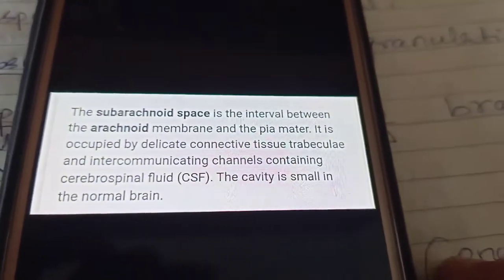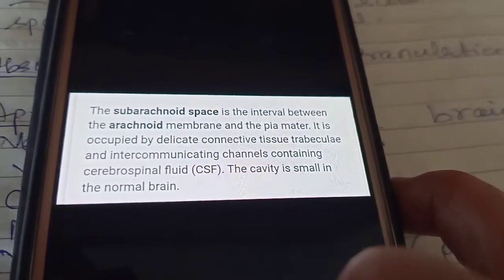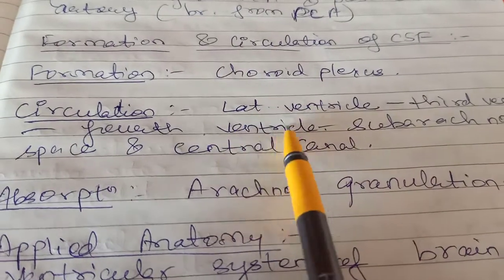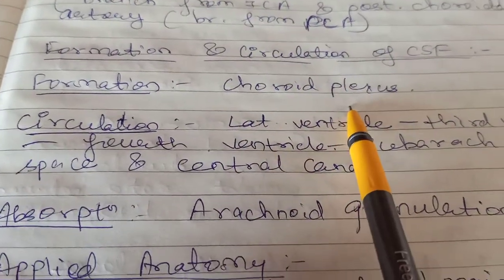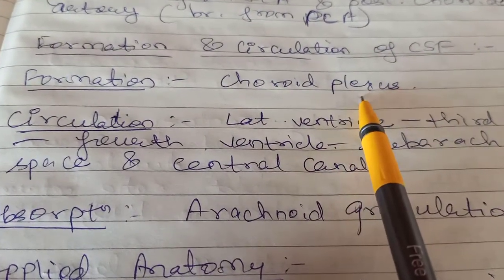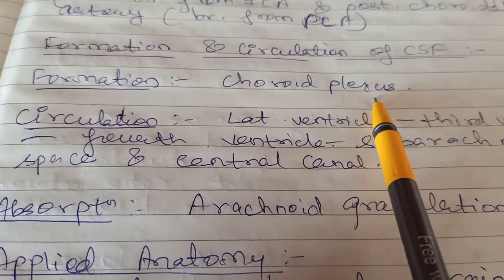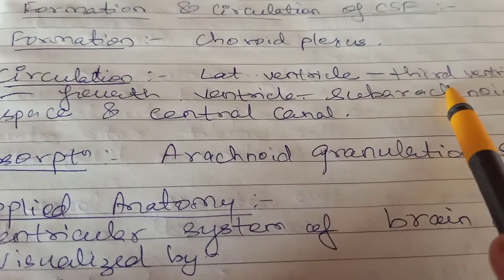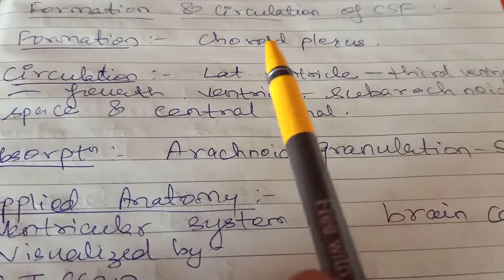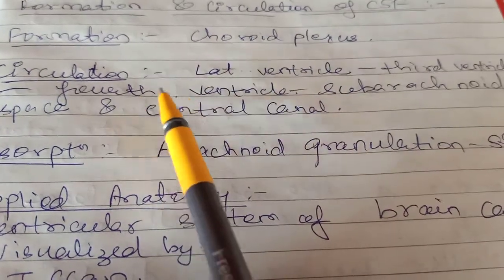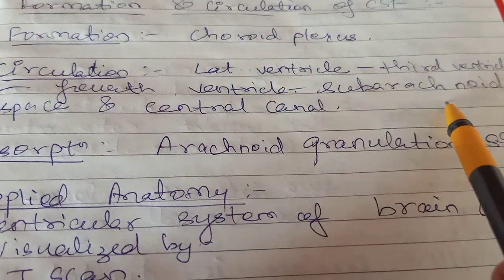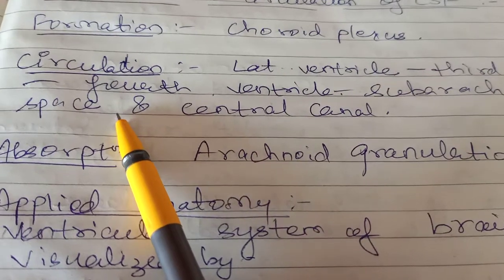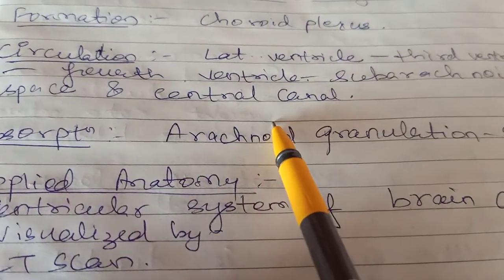In the subarachnoid space, the CSF circulates. It is formed in the choroid plexus, which is present on the central part and the inferior horn of the lateral ventricle. From the lateral ventricle it goes to the third ventricle via the interventricular foramina of Monro. Then from the cerebral aqueduct it enters the fourth ventricle. Then it goes to the subarachnoid space, which is present between the arachnoid membrane and pia mater of the meninges, and then to the central canal.